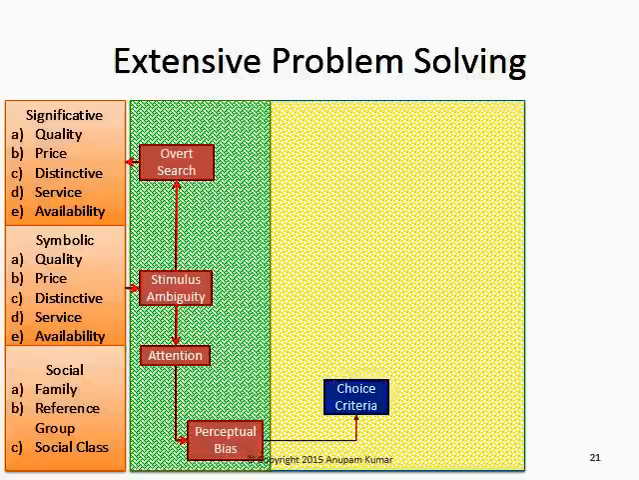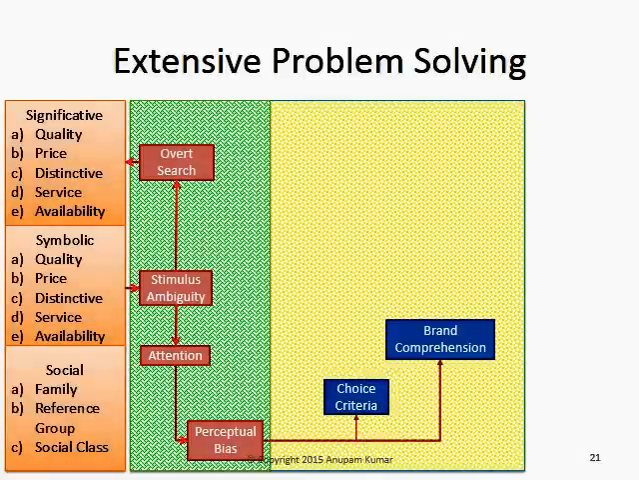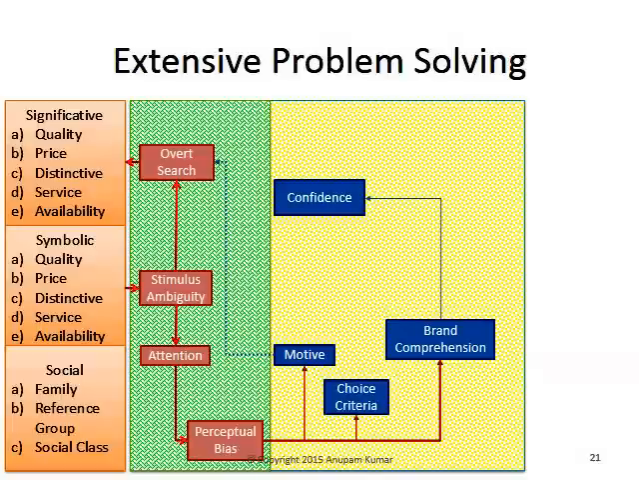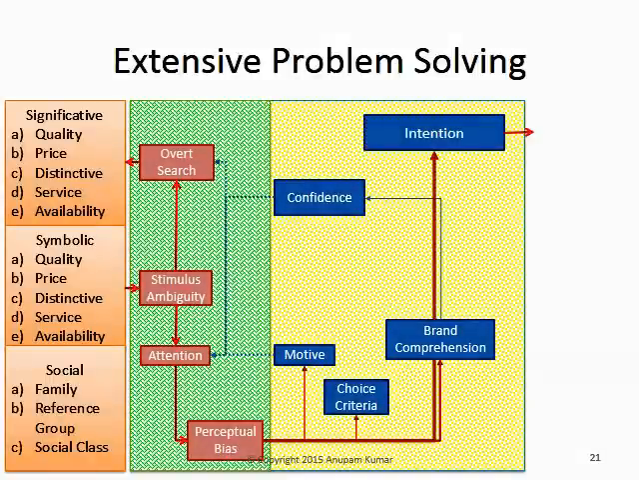This perceptual bias helps in the formation of choice criteria. The consumer now starts comprehending the brands, and a clear motive for the purchase arises. This motive reinforces an overt search, yet again, through which the consumer gains confidence in the brand. This confidence is yet another impetus towards attention, as a result of which the intention towards an output is shown.